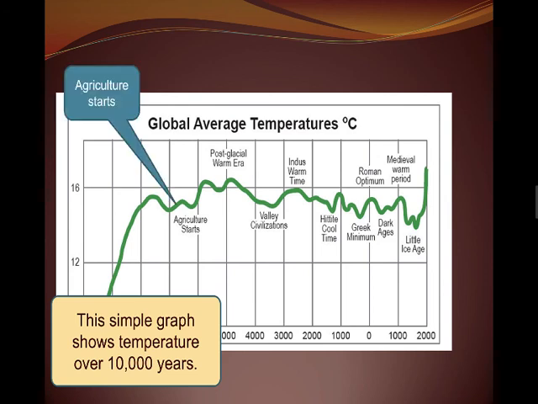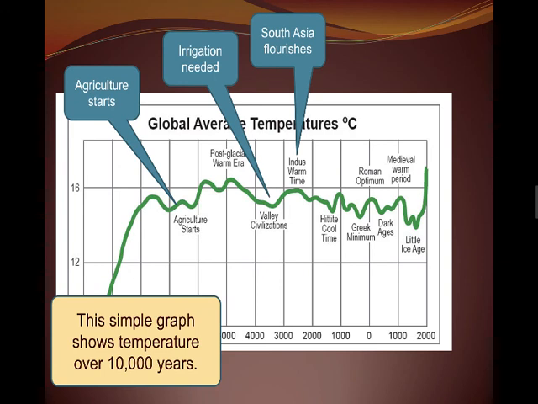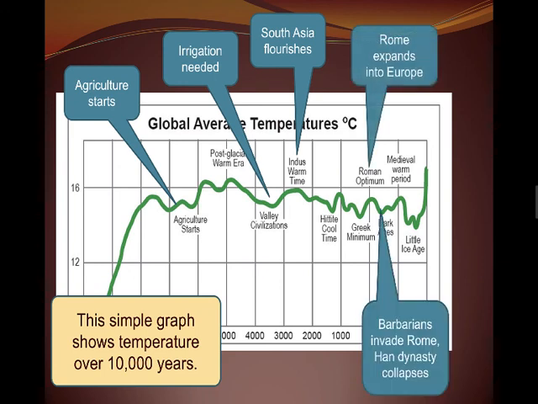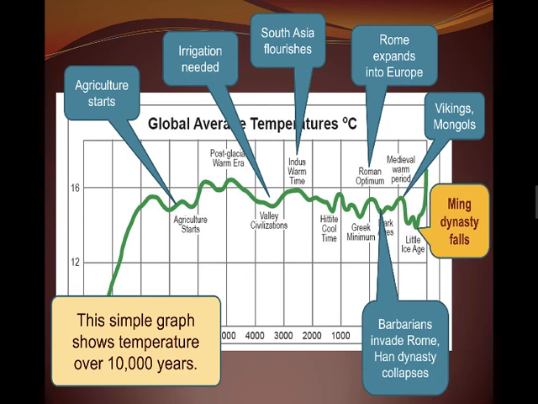It shows when agriculture started, when irrigation was needed, when South Asia did well, when Rome expanded into Europe, when the barbarians invaded both Rome and China, when the Vikings were important in Europe and the Mongols were important in Asia, and when the Ming Dynasty fell during one of the coldest periods of time in 6,000 years of history.